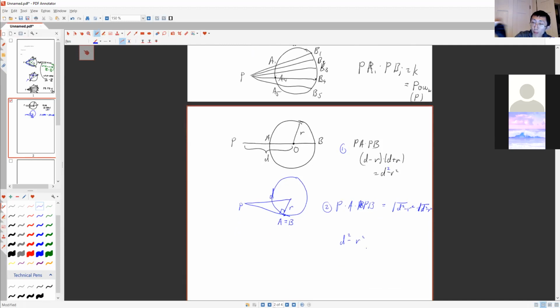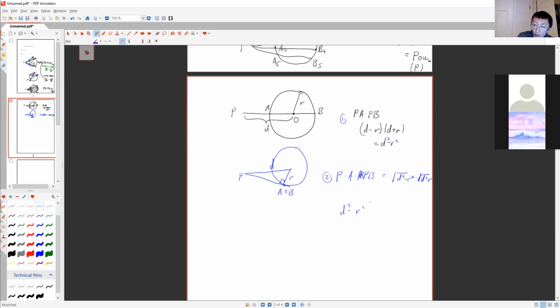Because power of a point uses things similar to triangles. It's built on similar triangles. Okay, so that's if P is outside the circle. If P is inside the circle, let's see what the power is.